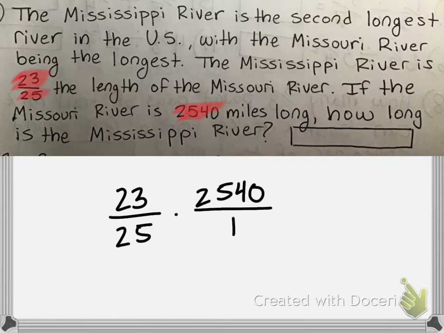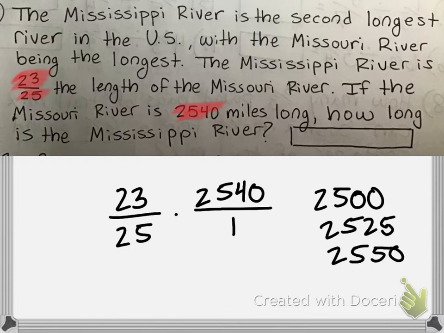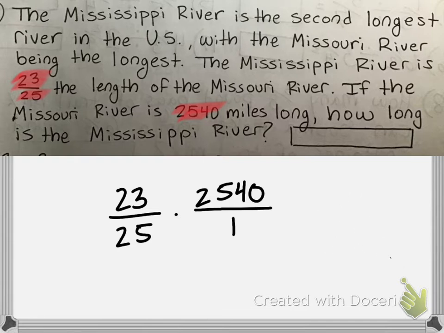Yeah, so they're both divisible by 5. I don't know for sure if 2,540 is divisible by 25. In fact, I know it's not, because 2,500 is divisible by 25, which means 2,525 and then 2,550. So I know it's not divisible by 25. But even if I didn't know that, I know it is divisible by 5. So my 25, I'm going to make that into a 5. And then I'm going to see how many times it goes in here.